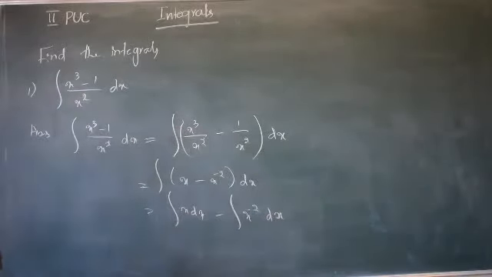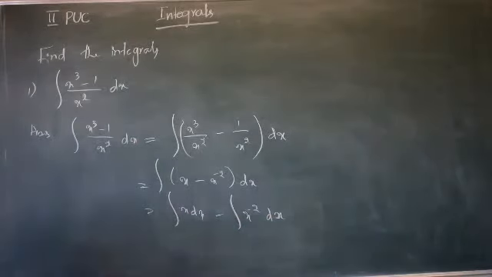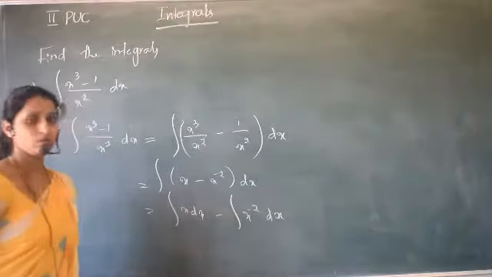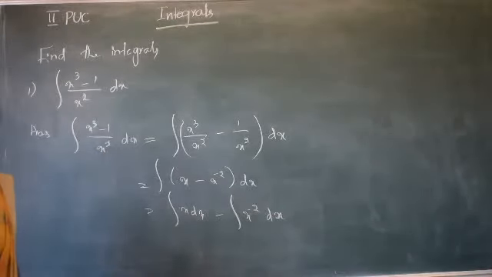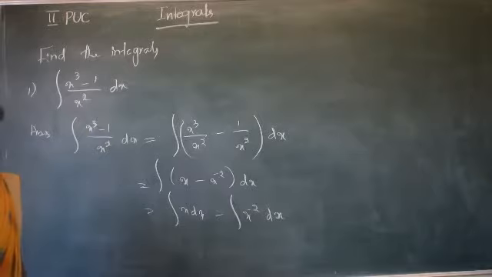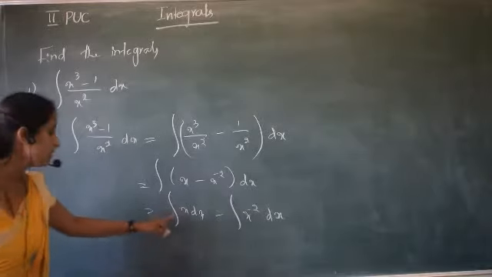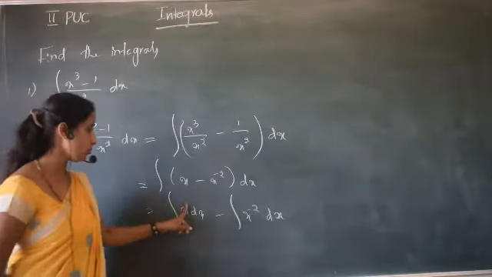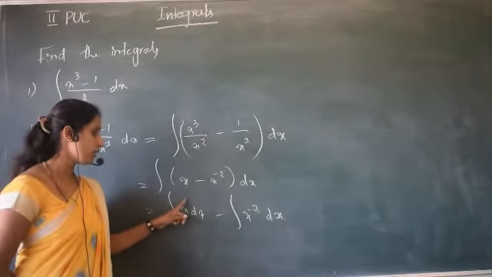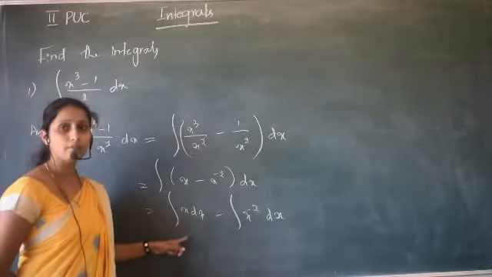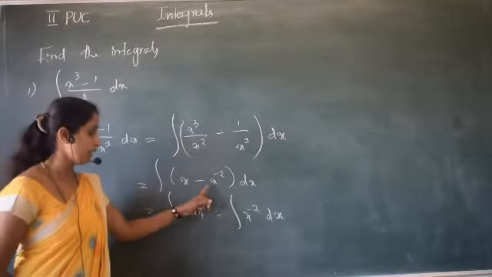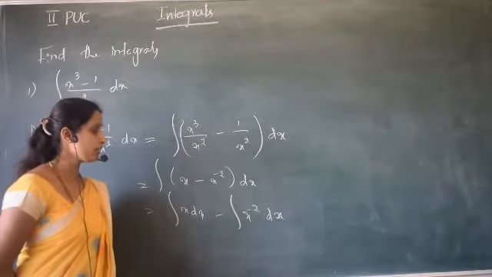So what is the integral of x? We have the formula: integral of x to the power n is equal to x to the power n plus 1 divided by n plus 1. Now it is x, that means x to the power 1. So what is the integral value? x to the power 1 plus 1 divided by 1 plus 1. Then minus. So what is the integral of x to the power minus 2?